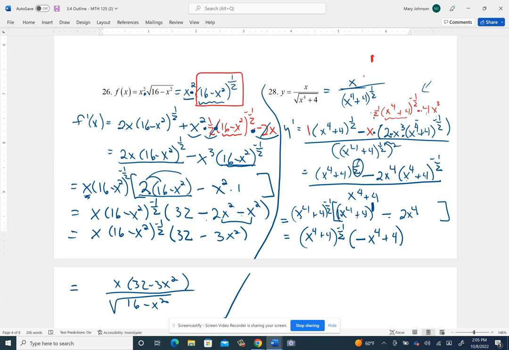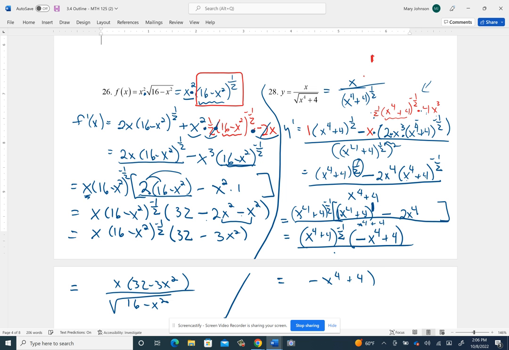All right, so really here, I would just rewrite it without a negative exponent, and I would change that fractional exponent into a radical again. Okay, so I'm going to wind up having the negative x to the fourth plus 4. Oh, I dropped my denominator. I don't know if you noticed that. So that still has a denominator of x to the fourth plus 4.